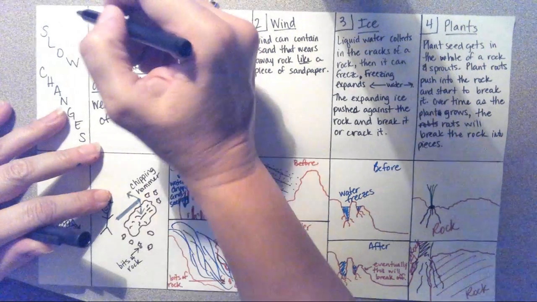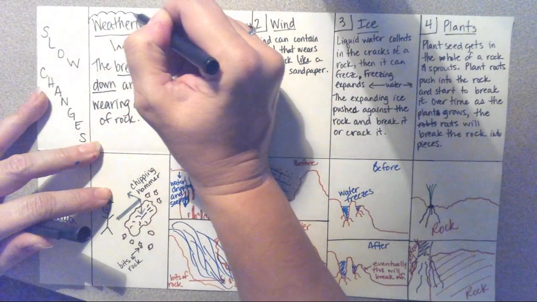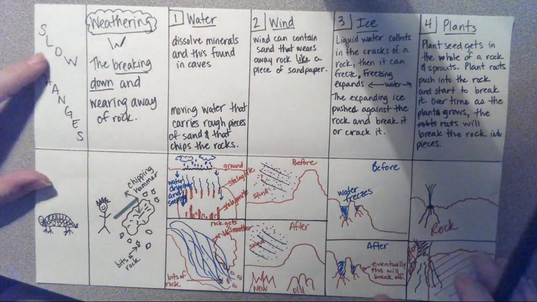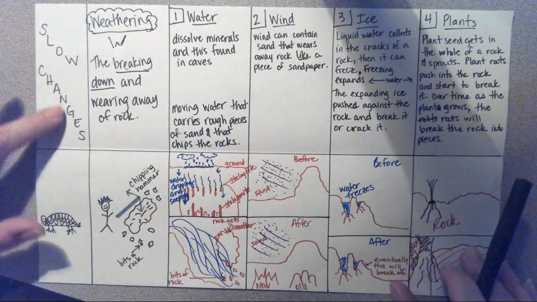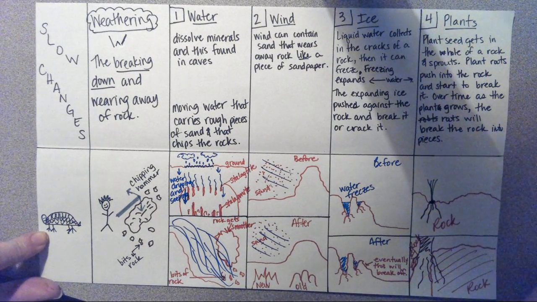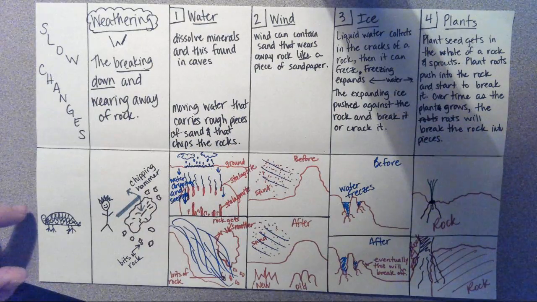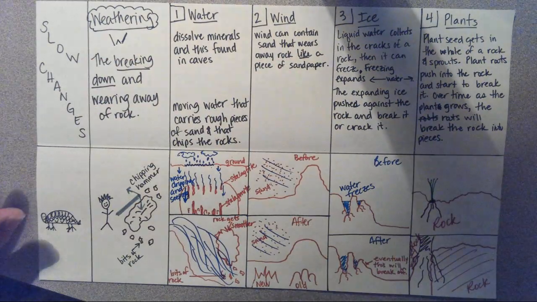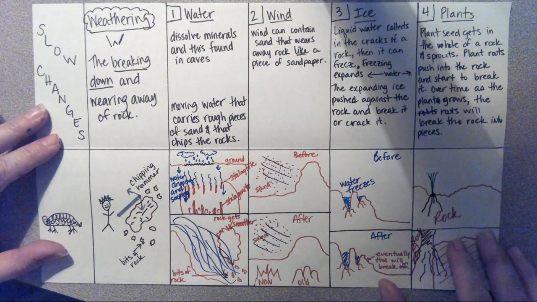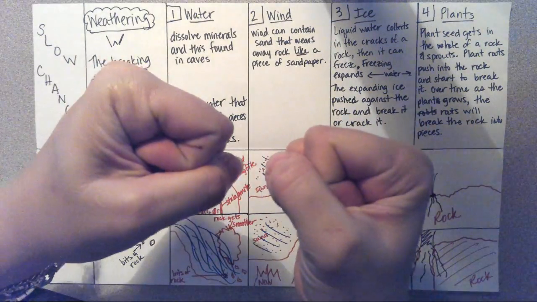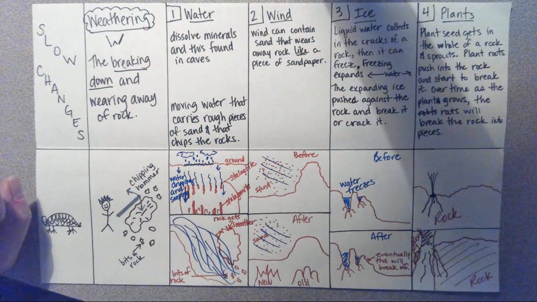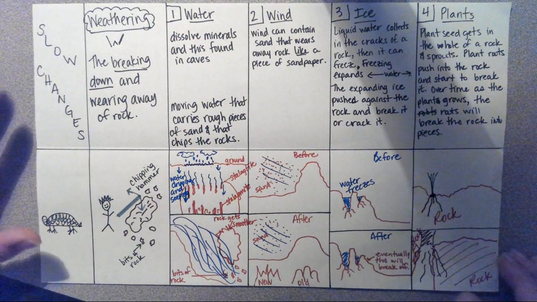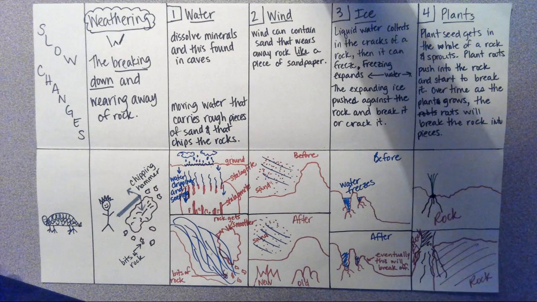And again, weathering is a slow change. How do you remember they're slow? Because turtles move slow, right? Our four agents of weathering are water, wind, ice, and plants. Okay? And weathering is when I'm breaking the rocks. And eventually, these rocks are going to be so broken that they're going to make soil.